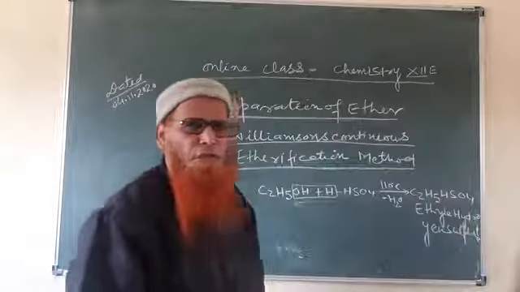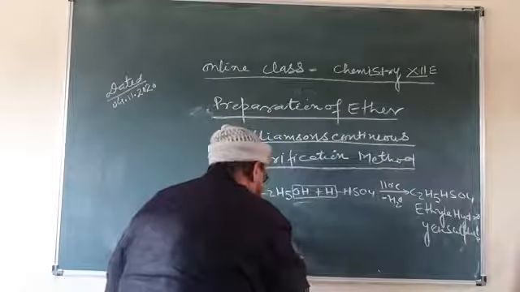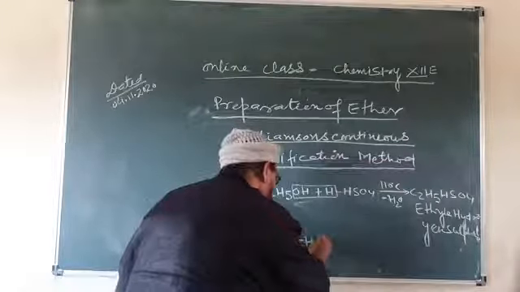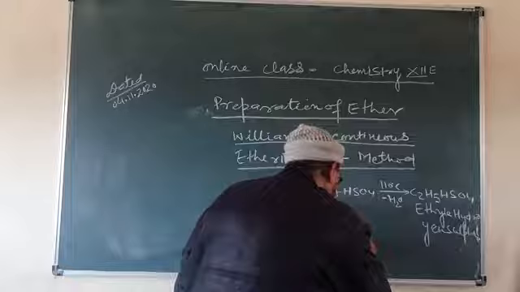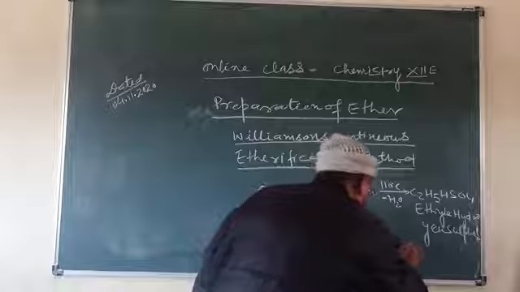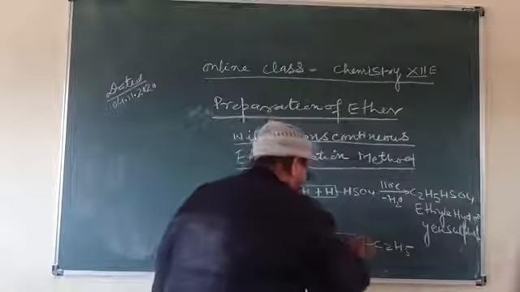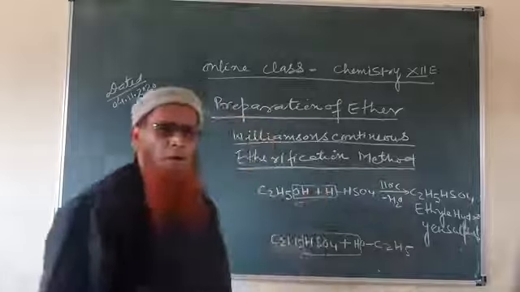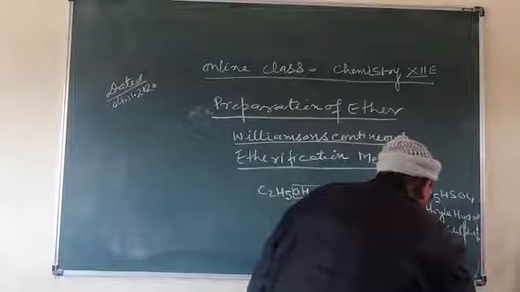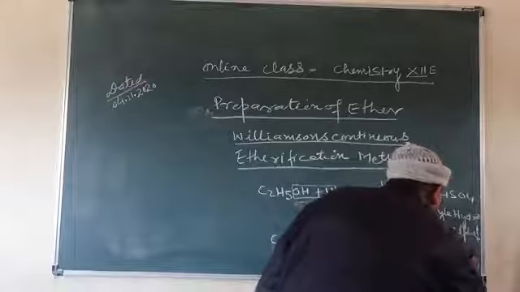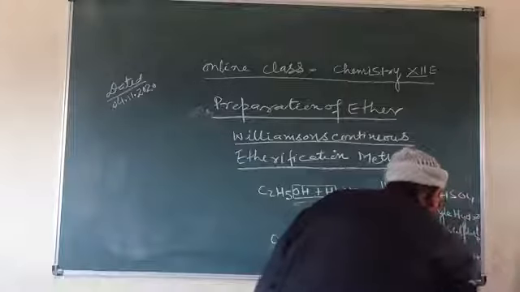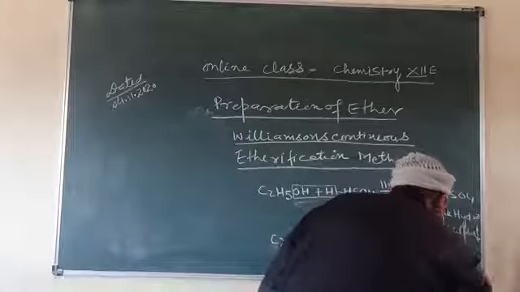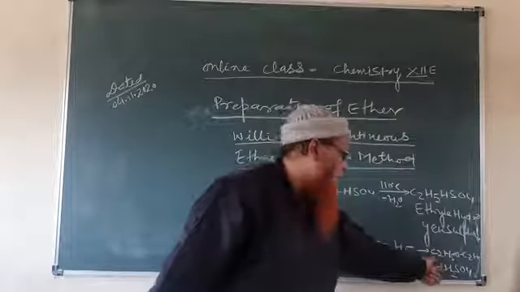Ethyl hydrogen sulfate. Further, this ethyl hydrogen sulfate C2H5HSO4 reacts with alcohol C2H5OH. It gives us C2H5O C2H5, this is the diethyl ether, and H2SO4.